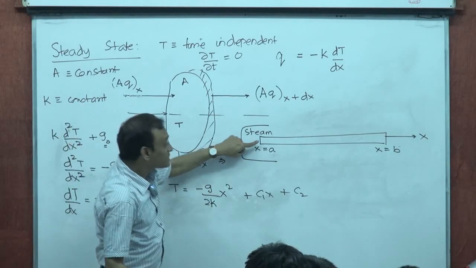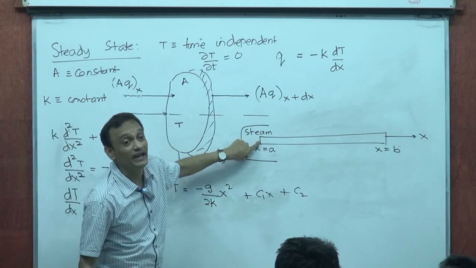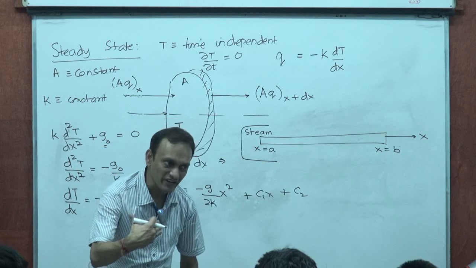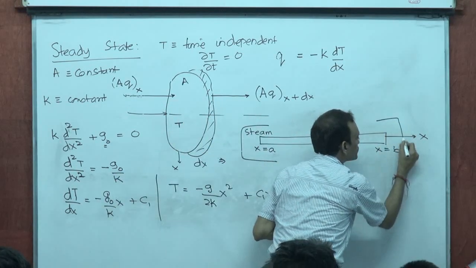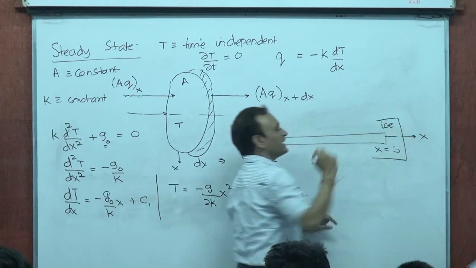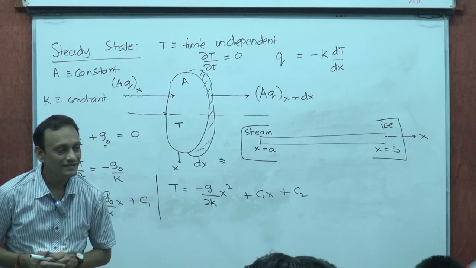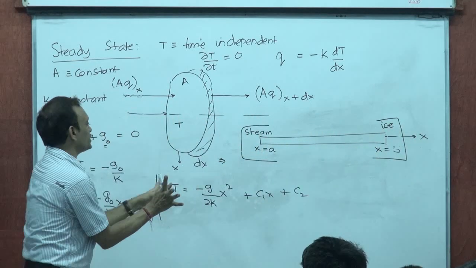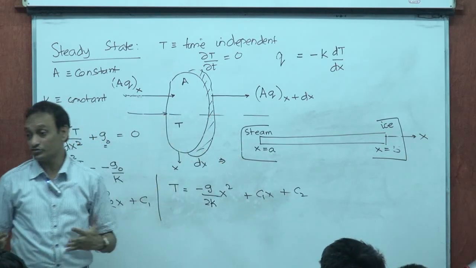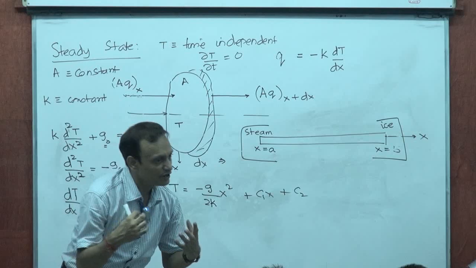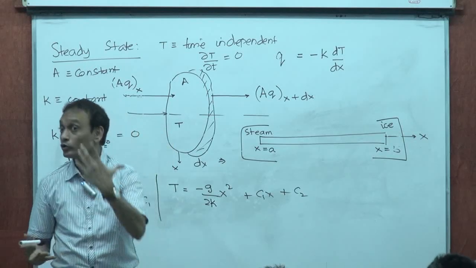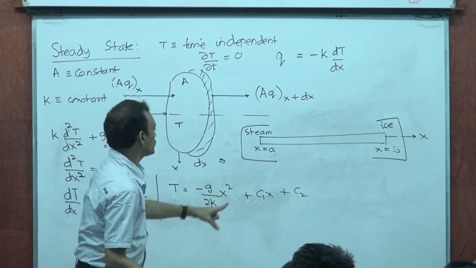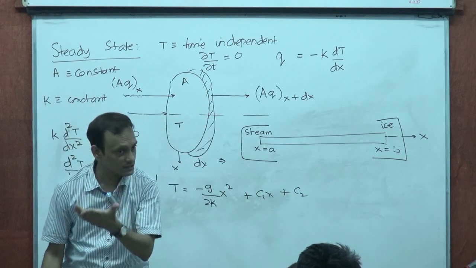Which means the end A, x equal to A, is always maintained at 100 degrees centigrade. That means T at x equal to A would be 100 degrees. And then they could say that this end is maintained with ice. That means the temperature at B would always be 0 degrees centigrade. Now using these two conditions, you can obtain C1 and C2. This is one possible set of boundary conditions that could be deployed. There could be many variations around these boundary conditions.